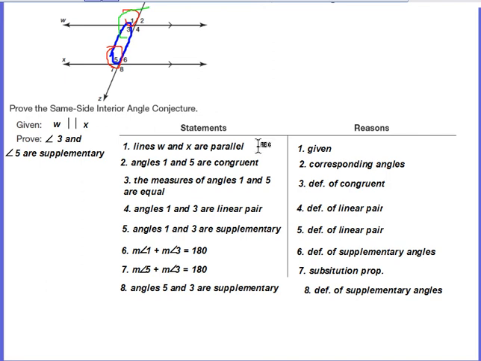So just to recap, I used corresponding angles. And since I used that, I knew they were congruent. Since they were congruent, the measures had to be the same, just by definition of congruent. Then I used the linear pair, which is the green here. They make a straight angle, so by definition, I knew they were linear pair. And since they were linear pair, by definition again, they are also supplementary. And since they're supplementary by definition of supplementary angles, they add up to 180. And since I already knew angle 1 and 5 had the same measures, I can replace angle 1 with angle 5. And that's by substitution property. And since the measures of angle 3 and 5 are equal to 180, then that means those angles are, by definition of supplementary angles, supplementary.